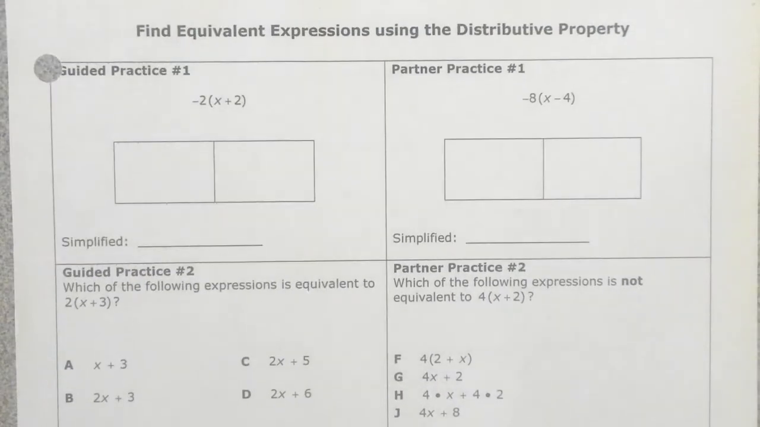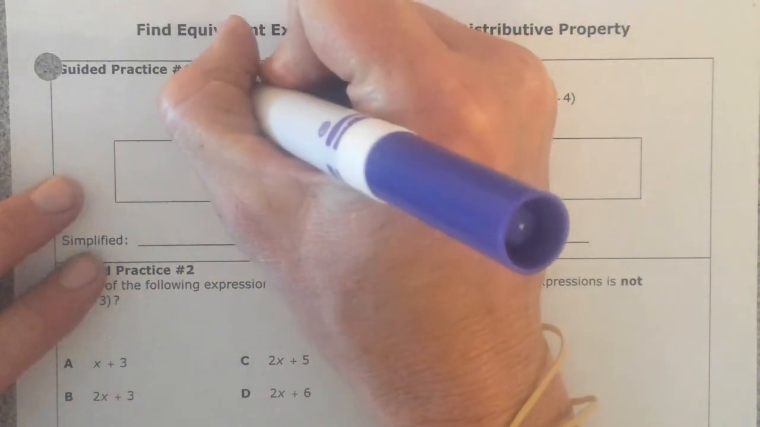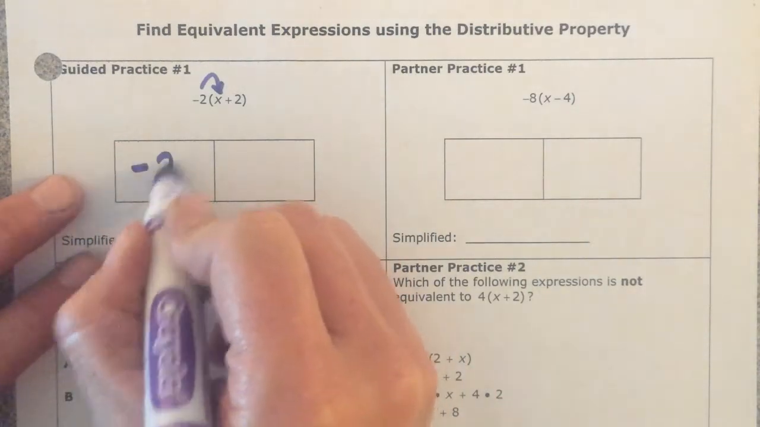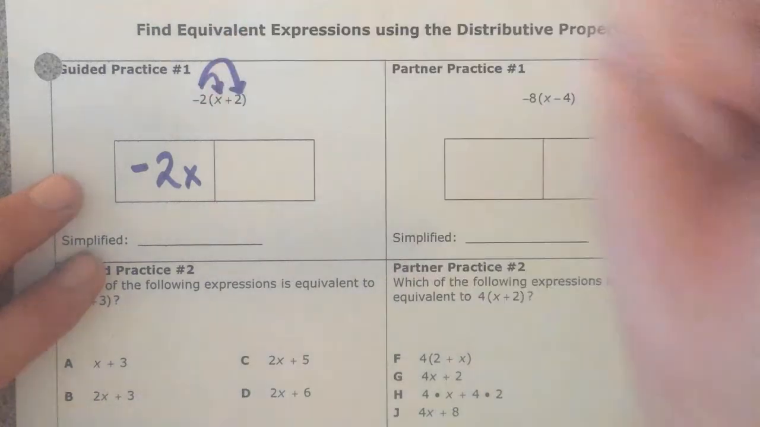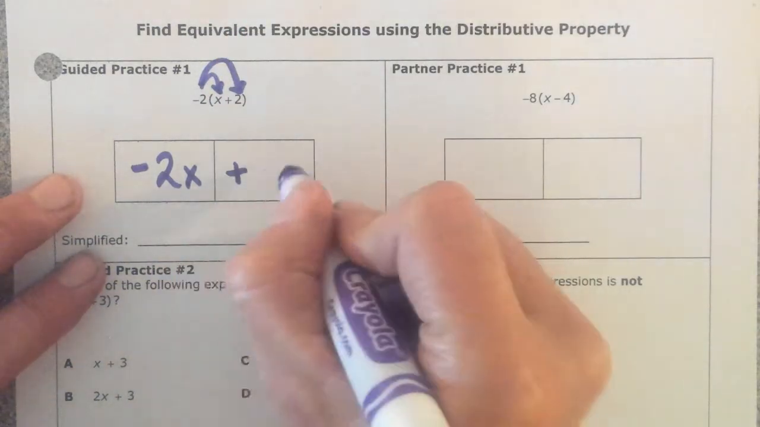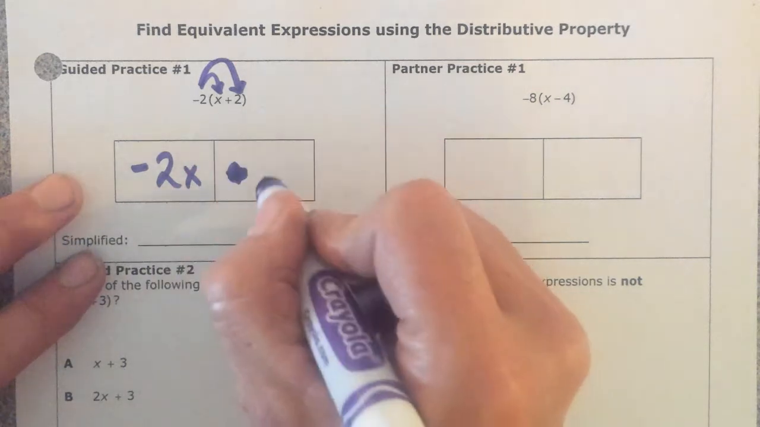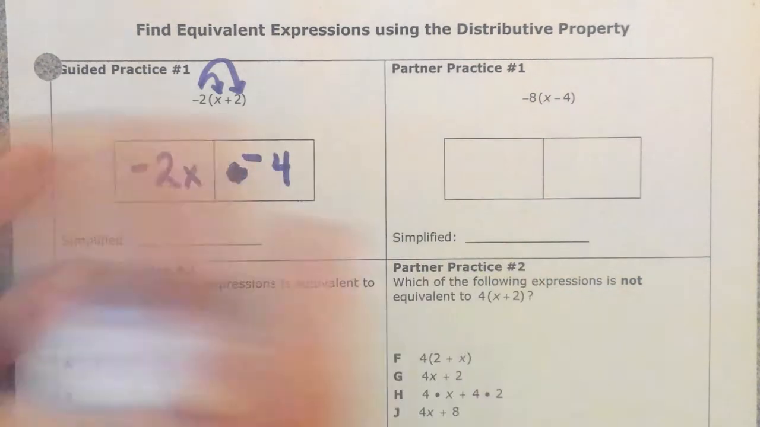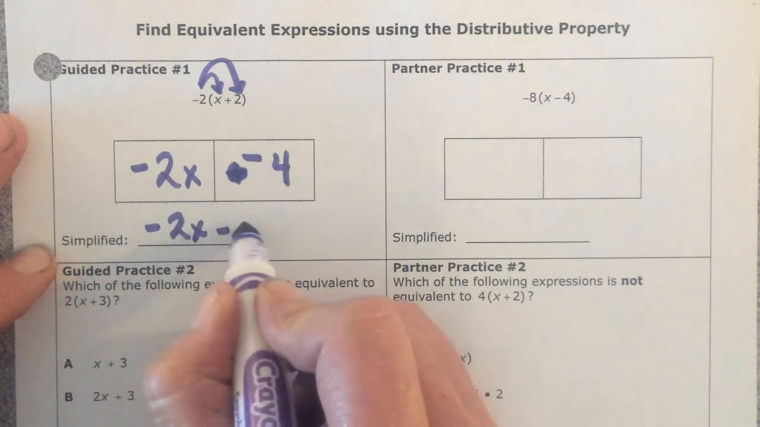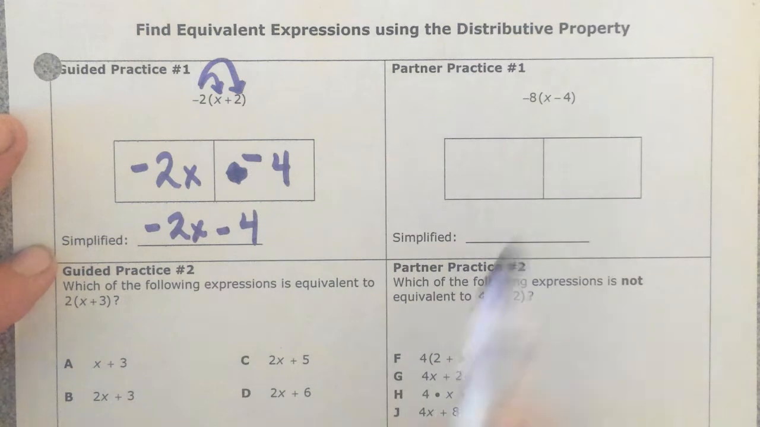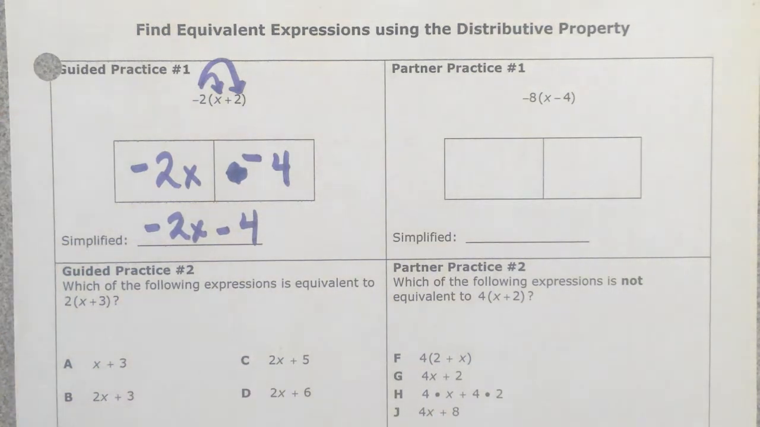There you go. So if I hippity negative 2 times x, I get a negative 2x. And negative 2 times negative 2 is a negative times a negative, so positive 4. So simplified all together, we get negative 2x plus 4. Okay, if you want to pause this and do the partner one, go ahead. I'm going to go ahead and do it. So if you want to pause it and then check your answer, now's the time to pause.